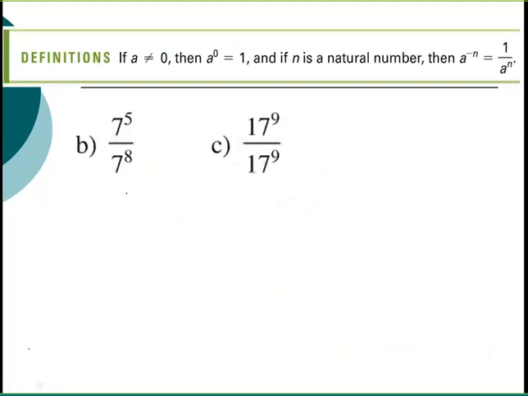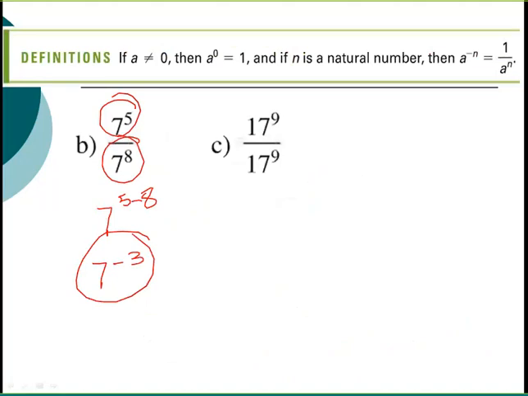So here's what that looks like. If I have 7 to the 5th power over 7 to the 8th power, I can subtract and actually make this 7 to the 5 minus 8. And that would give me 7 to the negative 3rd power. But you don't leave it as a negative third on the top. What it turns into is 1 over 7 to the third.